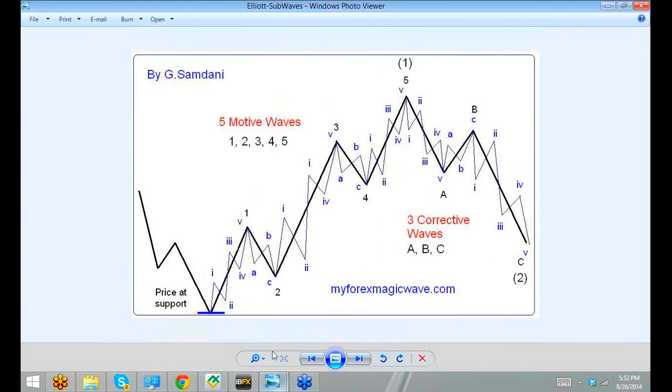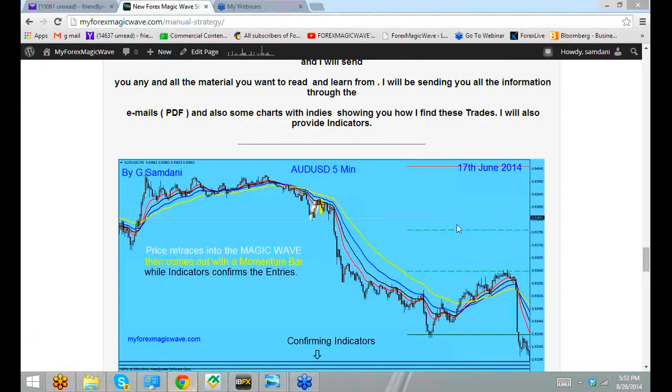All of these things you're going to learn, and you're going to get my Magic Wave entry strategy. For example, I'm going to give you a small example of that. I think I already gave you. Once I send out the chart or pattern, if you ever subscribe, then what happens is I'll send you a chart saying that the price is going to go to this resistance and then start dropping.